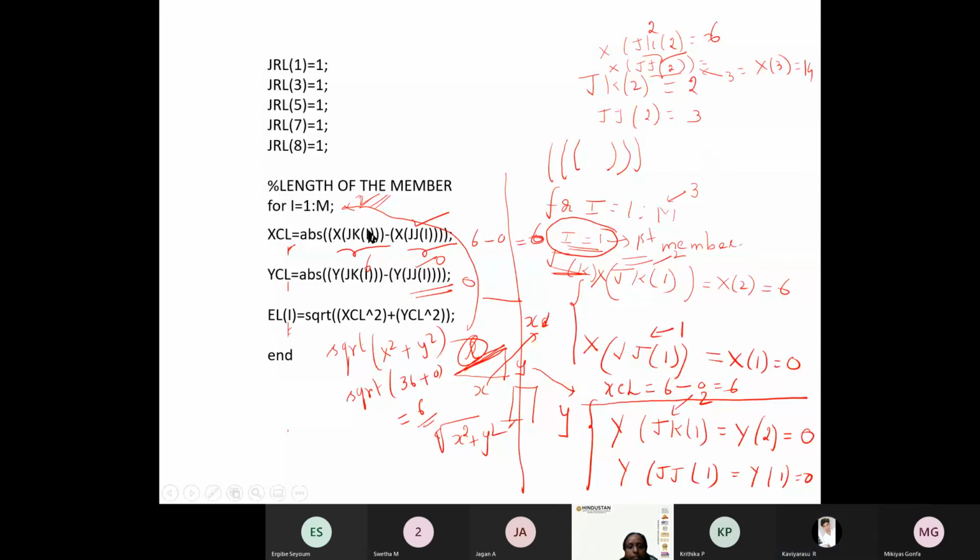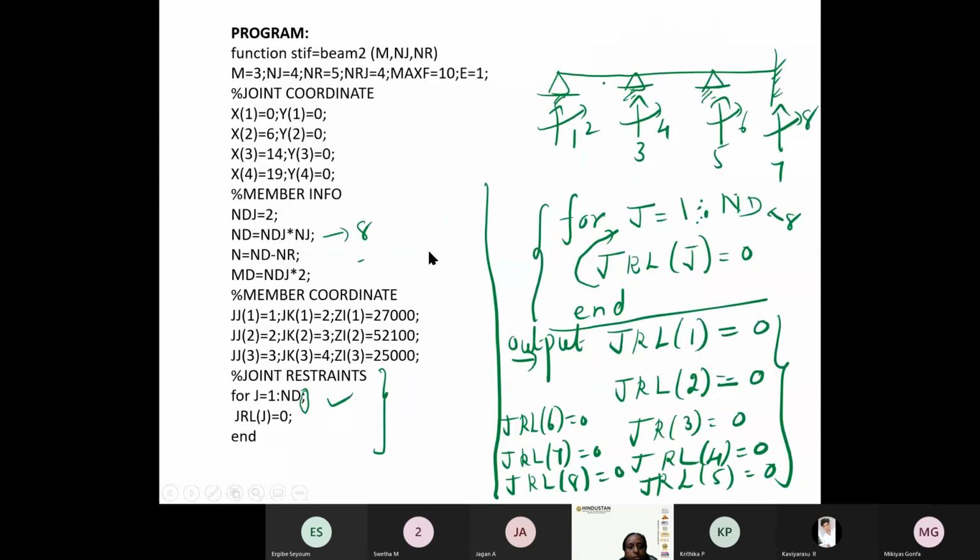JK of I will become 2. Am I correct? The first one I have completed. Now the increment, it will be incremented by 1, so I will become 2. That's the difference. So JK of 2, I will become 2. JK of 2 you have to take from here, and JJ of 2 you have to take from here. What is JK of 2? JK of 2 is equal to 3 and JJ of 2 is equal to 2.